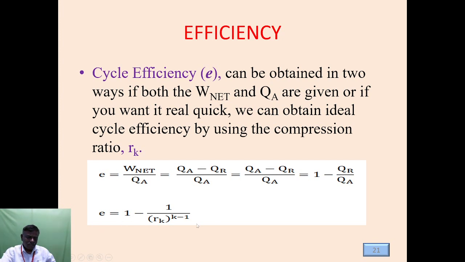Based on this efficiency equation, we conclude that if we increase the compression ratio of the engine up to a certain level, for example 5, 6, 7, up to 6 or 7, the efficiency keeps on increasing when increasing the compression ratio. After that, it keeps on decreasing.